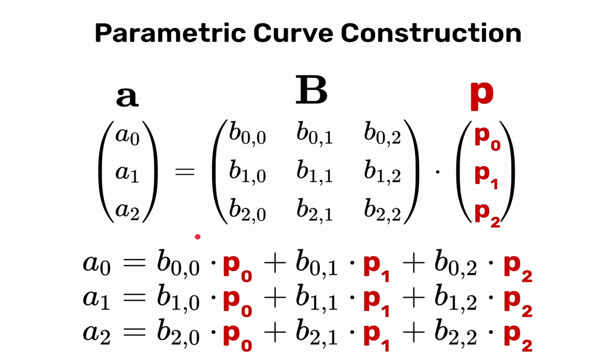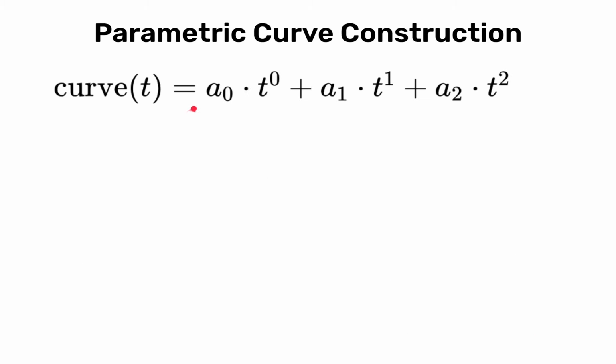When we write this out, well, we get that a0 equals B00 times P0 plus B01 times P1 plus B02 times P2, and similarly for a1 and a2. So when we look back at our quadratic function, we had these three terms. We have t squared, t to the power of 1, and well, t to the power of 0, which is just 1. And we have this a0, a1, and a2 here.